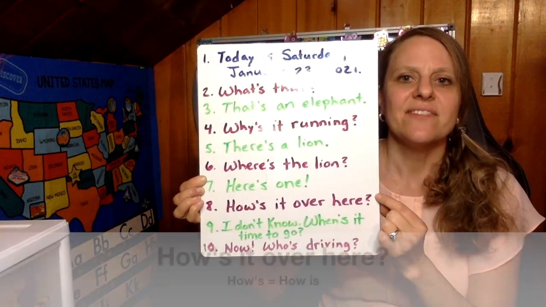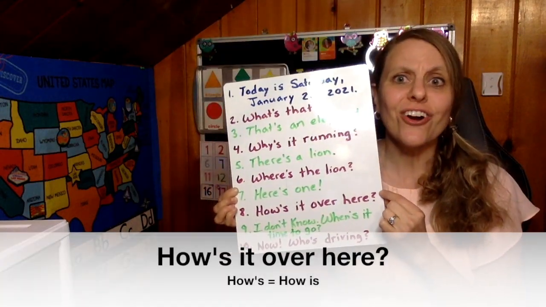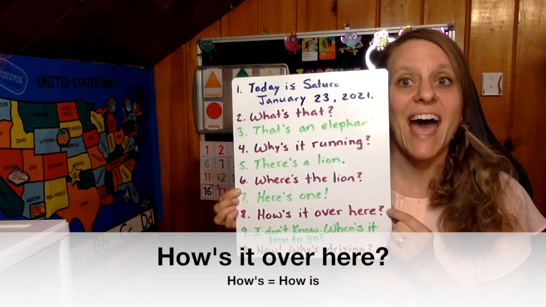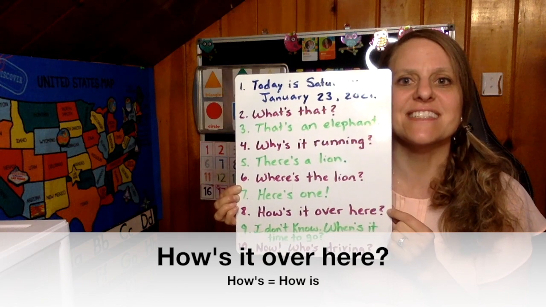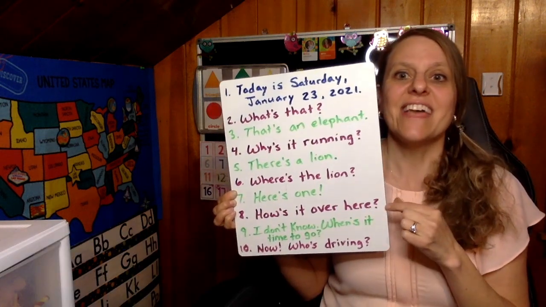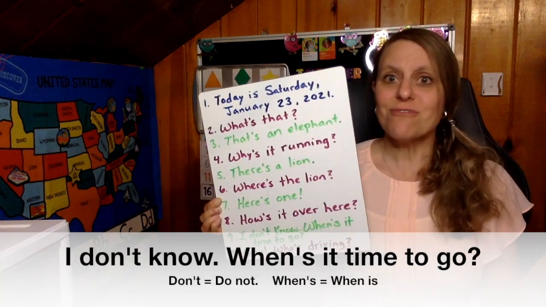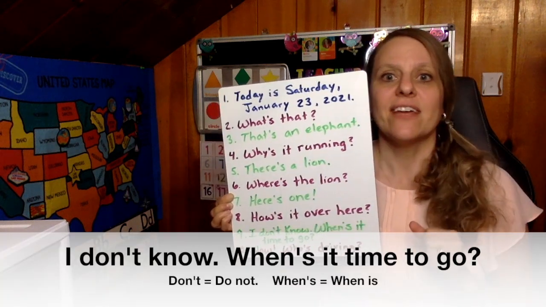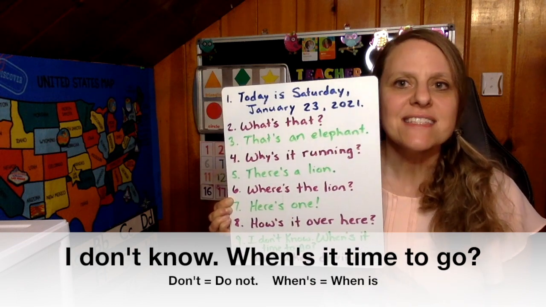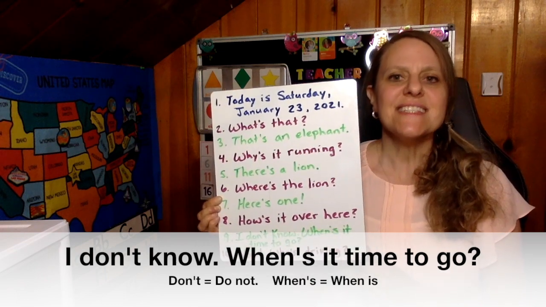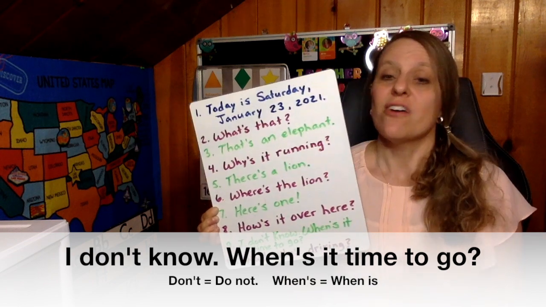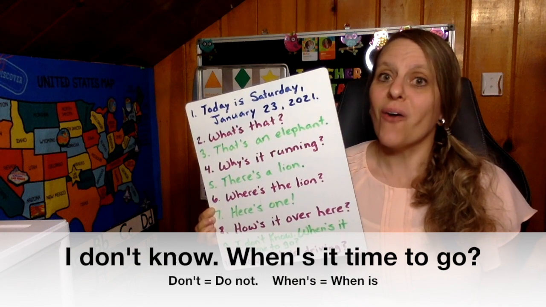Number 8. How's it over here? It's a question. We used how's. How is? How's it over here? The answer, I don't know. Period. When's it time to go? When's is when is, and it is a question at the end. When's it time to go?